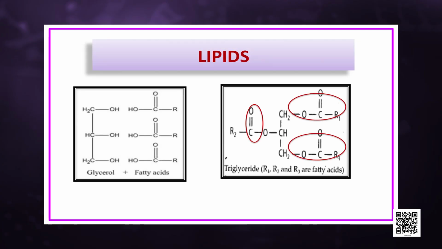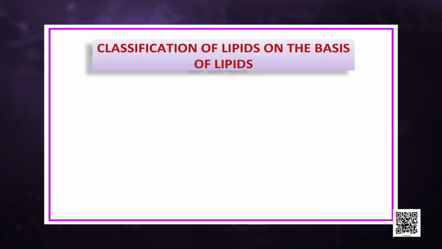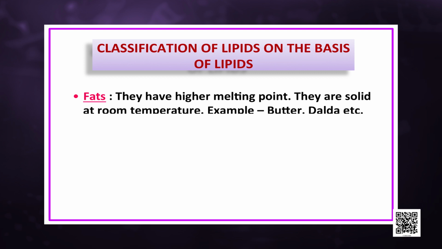3 molecules of water are eliminated in the process. You can see the ester bond inside the red circle. The ester bond is O, C double bond O. On the basis of melting point, lipids are also called fats and oils. Fats have higher melting points and they are present in solid state at room temperature. An example is butter, which is consumed regularly by many people. Another example is dalda ghee.